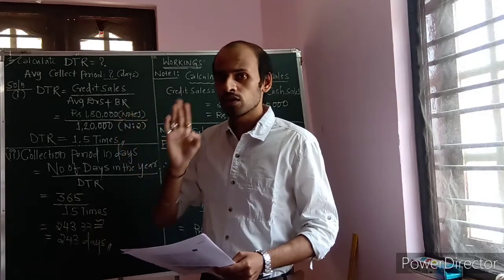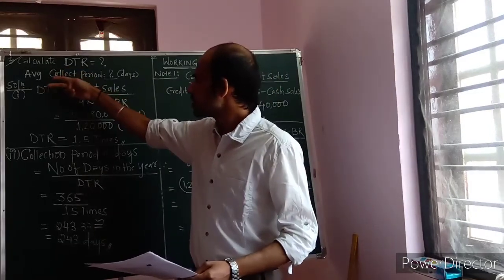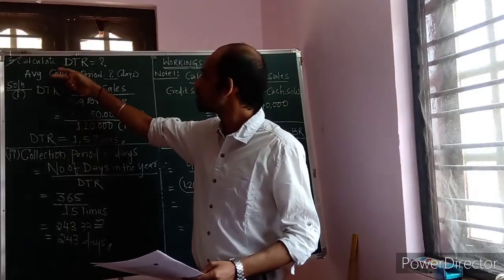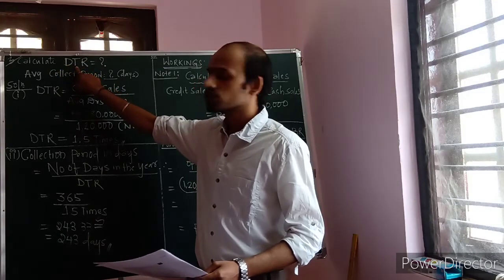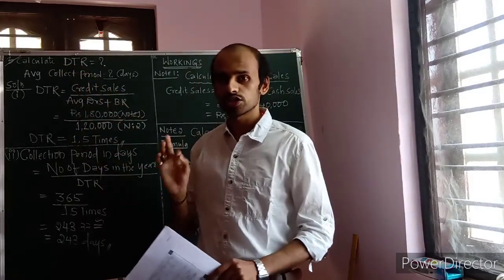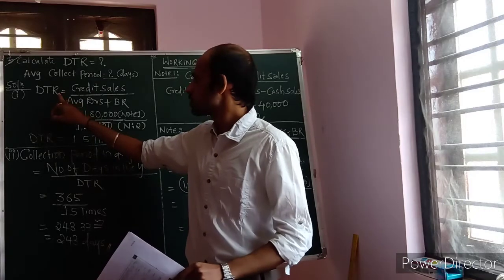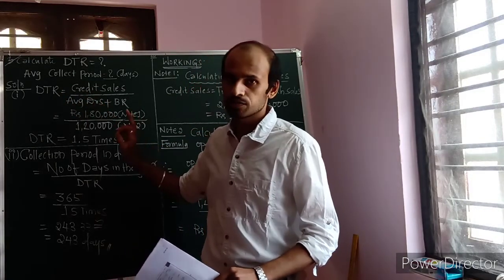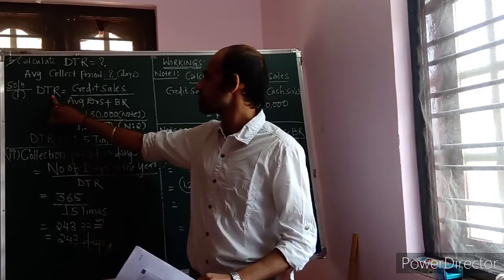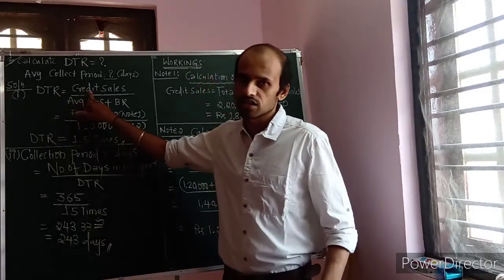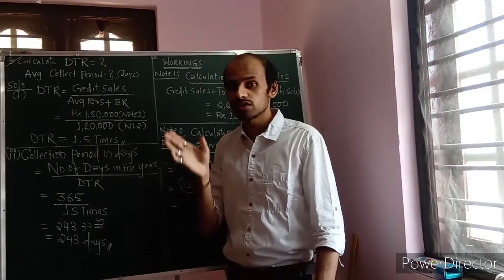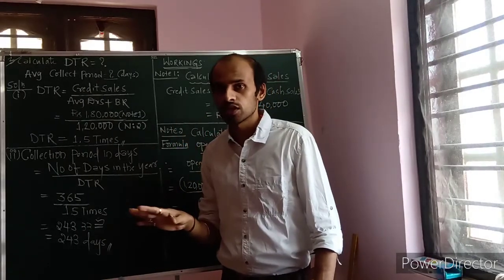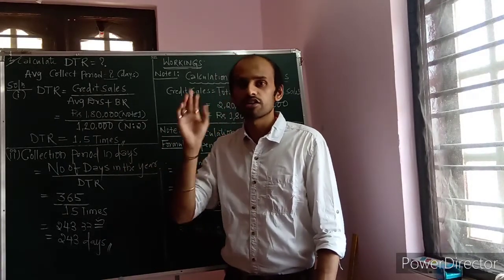Okay, so we are using two formulas to calculate two things. One is the debtors turnover ratio. Debtors turnover ratio is nothing but what? Trade sales divided by average debtors. In order to calculate this, we require credit sales. But credit sales is not directly given in this problem. They have given hidden information.